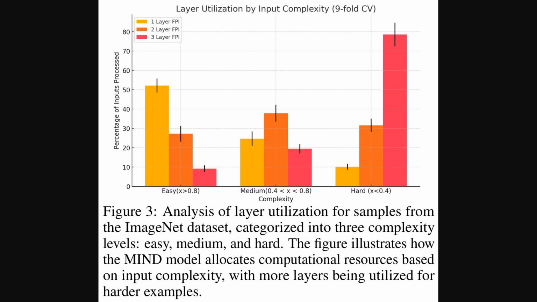And this figure from page 7 further illustrates that dynamic adaptation, this time on ImageNet. You can see for easy inputs, the model predominantly uses just one layer of fixed-point iteration. But as complexity increases to hard, there's a clear shift with a much higher percentage of inputs engaging 3 FPI layers. This really demonstrates how it adaptively deepens computation for more challenging images.